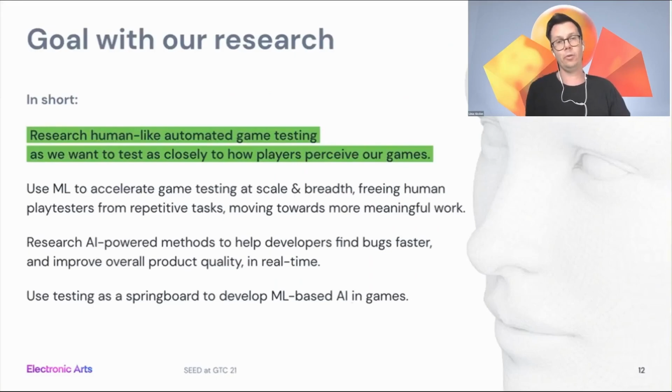So the goal with our research is, in short, to research human-like automated game testing, because we want to test as closely as how players perceive our games. To do that, we use machine learning to accelerate testing both at scale and breadth. And as I said, the goal is to free human resources from repetitive tasks to do more meaningful work when it comes to testing, like testing how fun the game is to play, for example, which is very important to us.